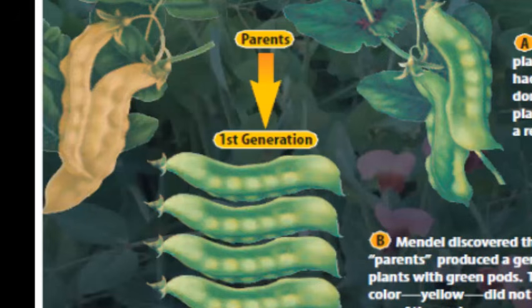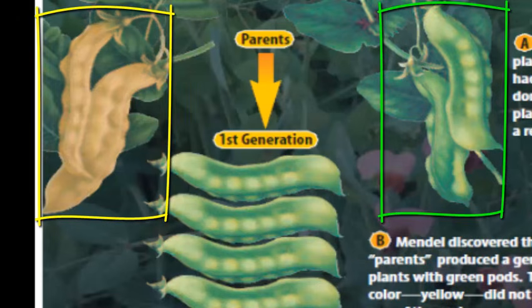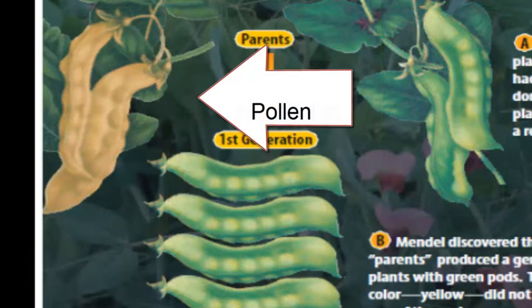So Gregor Mendel took two different colored pea pods. We had green pea pods and we have yellow pea pods. And then he pollinated them, which means he took the pollen from one of the pods and then fertilized the eggs of the other one. So, for example, we could say he took the pollen from the green pea pod and put it on the yellow pea pod flower to see what would happen.